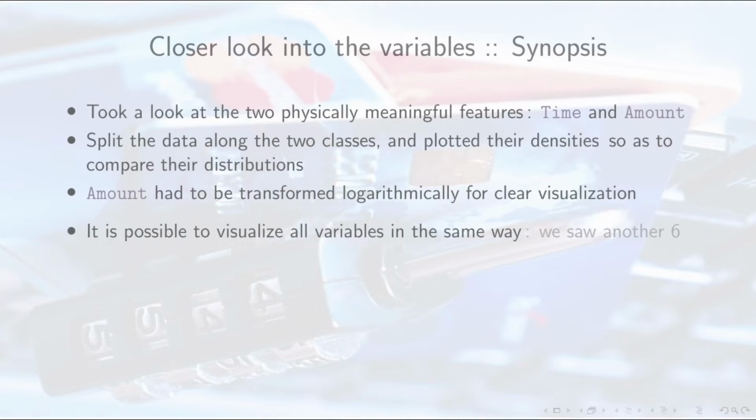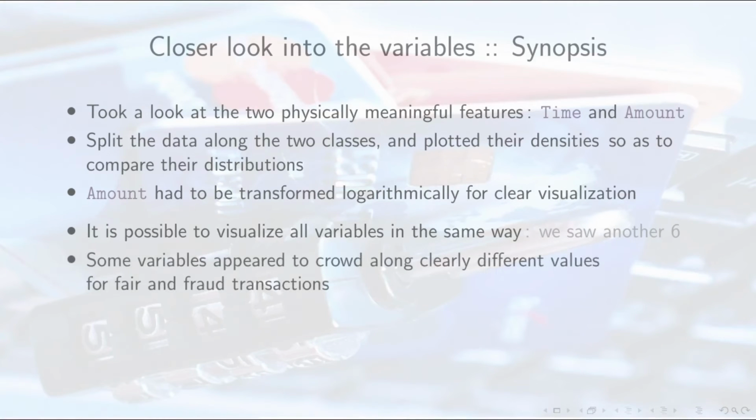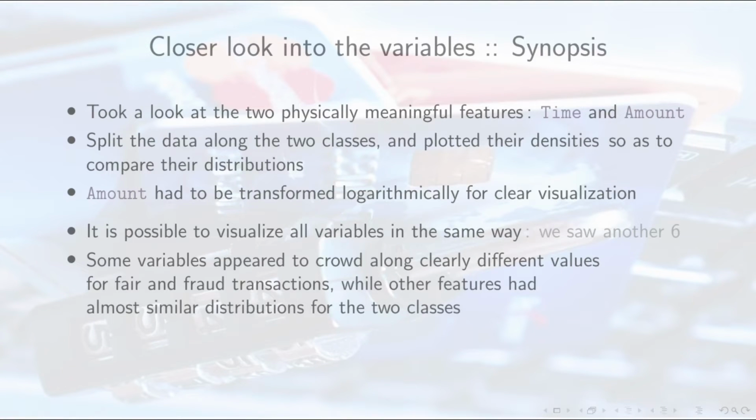Now it is possible to visualize all the other 28 variables in the same way. We tried out just another 6, but you can try out the other 22 also for yourself, and that would be a good exercise. By plotting these 6 + 2, 8 graphs, we saw that some variables are such that the fraudulent and the legitimate transactions crowd across different values, whereas for other variables they are almost in the same range, like we noticed for the bottom three variables, V15, V24 and V25 as far as I can remember.